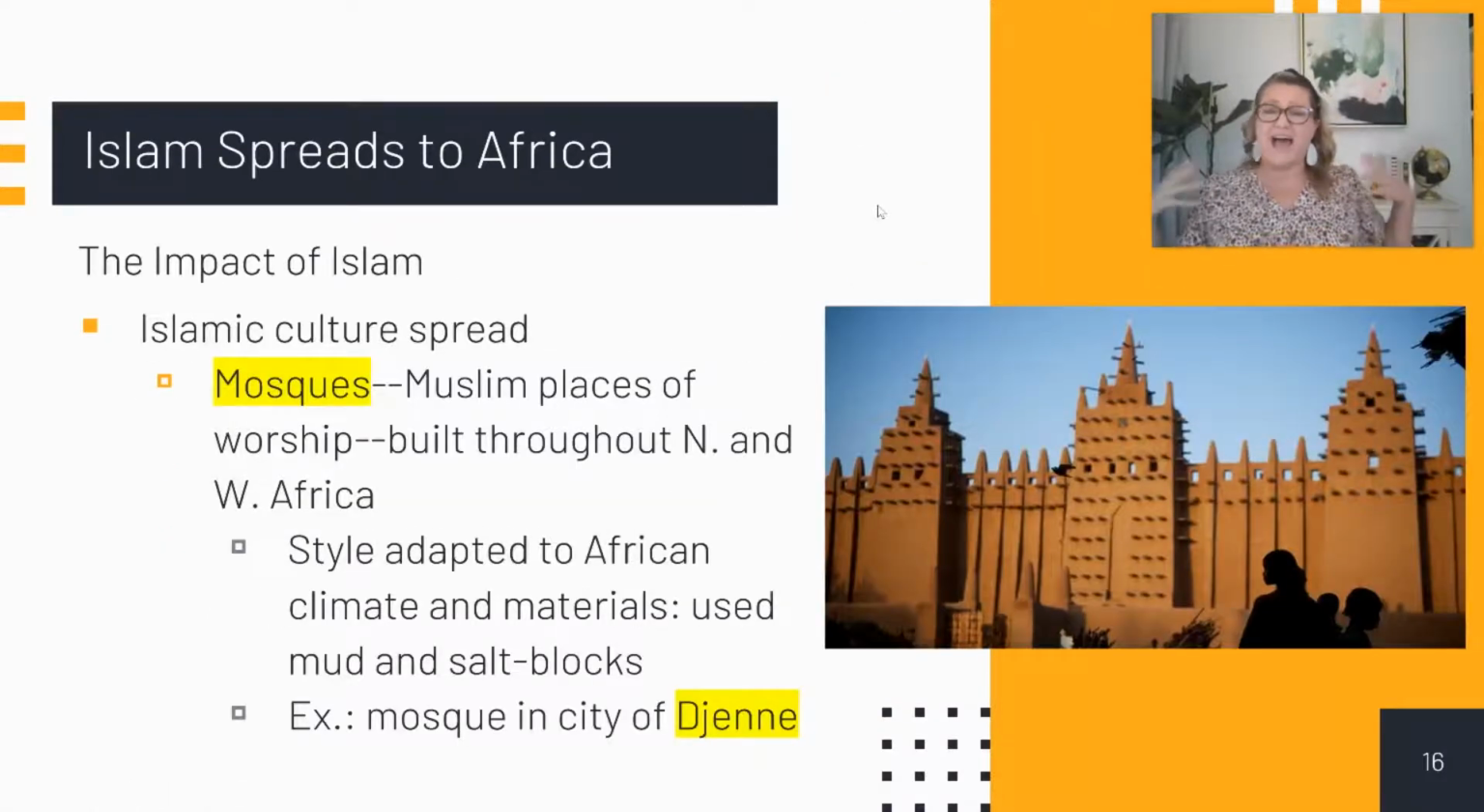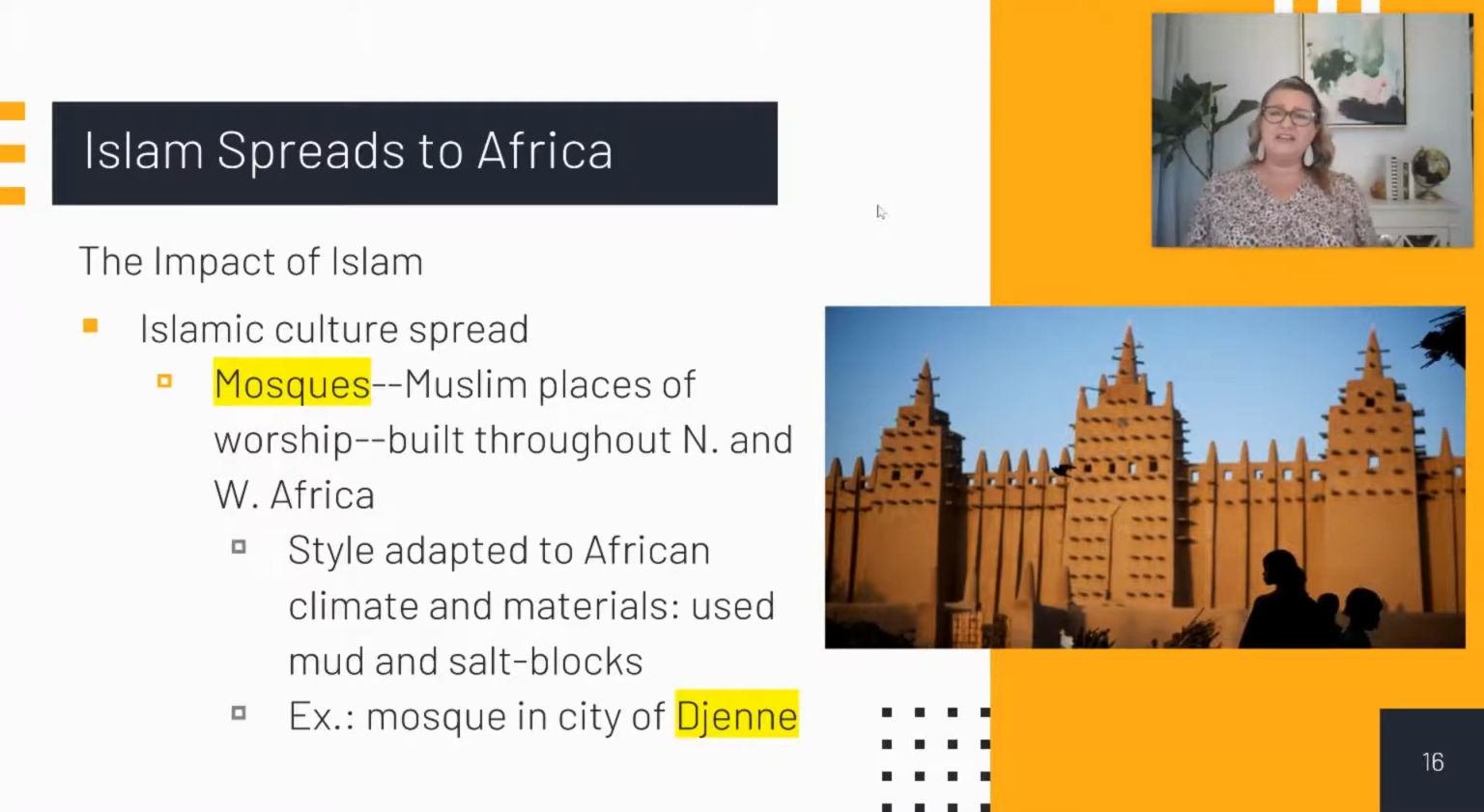So moving on, the impact that Islam had on North and West Africa. Well, Islamic culture continued to spread. We see the building of mosques. A mosque is a Muslim place of worship. So Christians attend service at church, Jews go to temple or synagogue, and Muslims go to a mosque to pray. And these were built throughout North and West Africa.